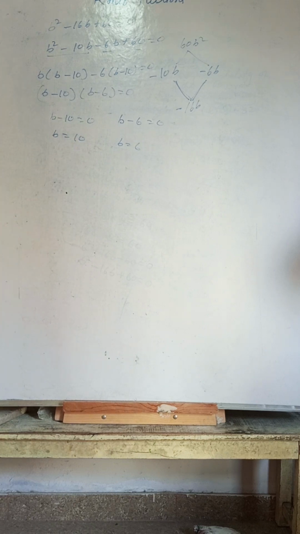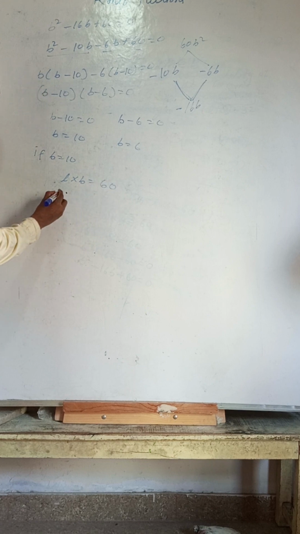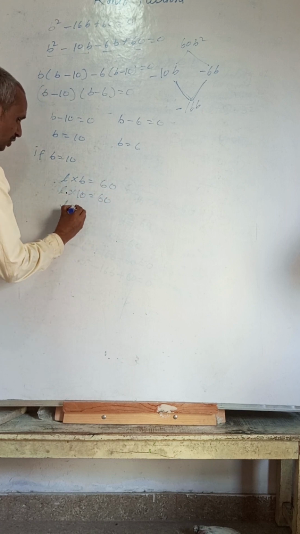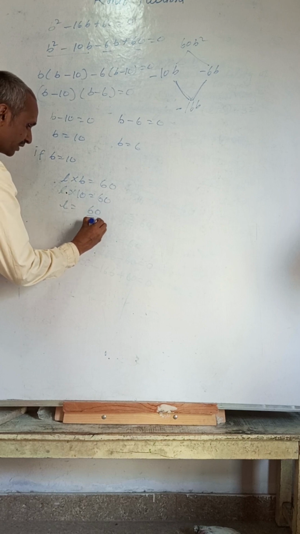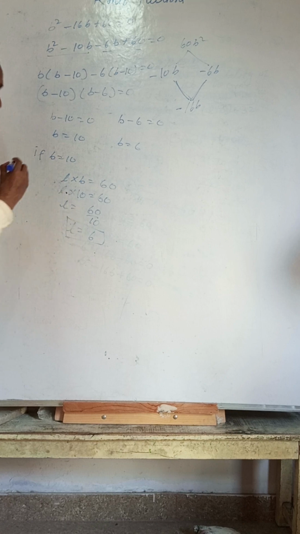Now we are finding the L. First, let b be equal to 10. Then what is L? We know L into b is equal to 60 as given. Then L into 10 is equal to 60, so L is equal to 60 by 10, which is 6. L is 6.